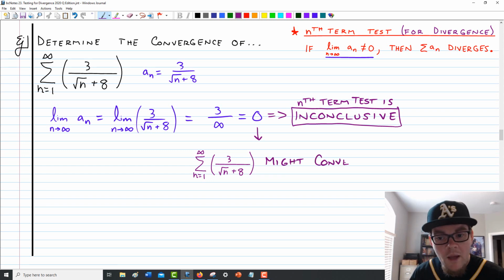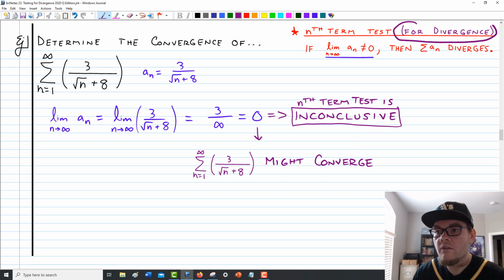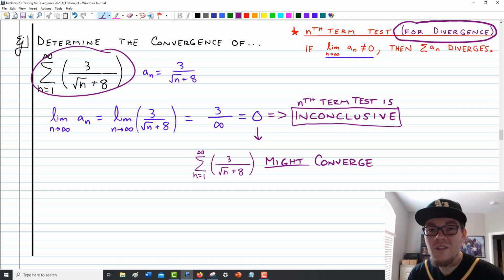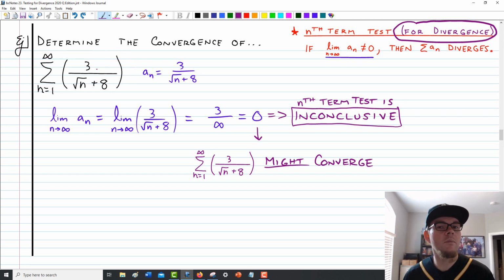It might. So it could converge, but we don't know for sure based on the nth term test, because the nth term test only works for divergence. So all we have is the possibility that this converges. And by the way, if you're curious, this series actually diverges. It just creates this sort of false situation where people feel like the nth term test has decided something for them.